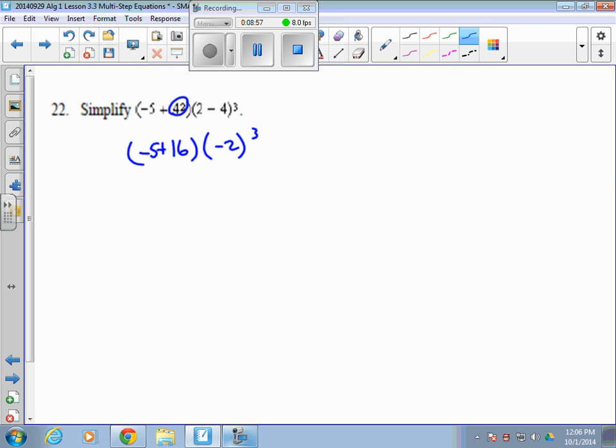So do the inside parentheses first again. Negative 5 plus 16 is 11. Times negative 2 cubed means negative 2 times negative 2, which is positive 4. Times negative 2 is going to be times negative 8. So 11 times negative 8 is negative 88.